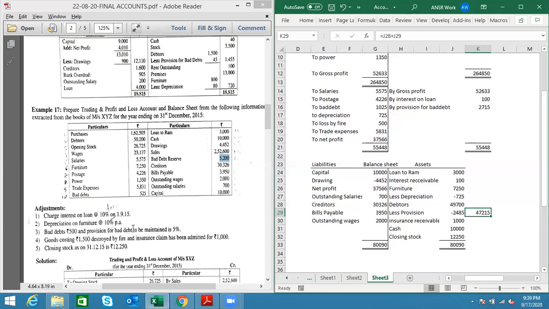Now, what if we post it on the other side as a positive value? The balance sheet will match. However, the presentation will be wrong. You get that? Okay. Because it is supposed to be deducted from the debtors. That's a kind of law. And similarly, we have furniture and depreciation.